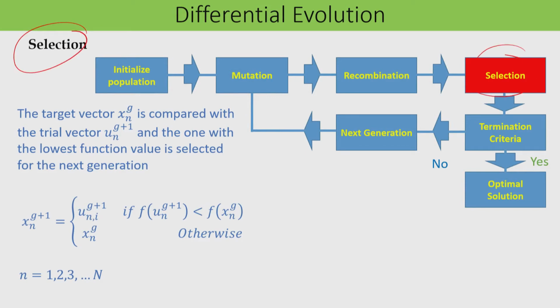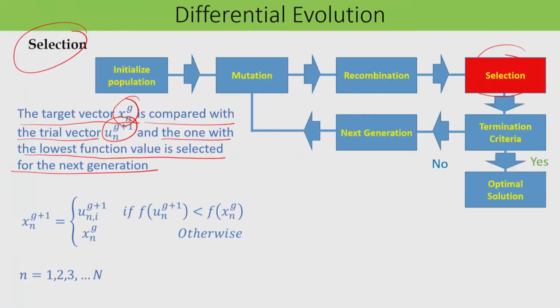In this step, what we are doing is, this is the target vector x and z. For that we have actually created a trial vector. This target vector is compared with the trial vector, and the one with the lowest function value is selected for the next generation. So, what we are doing here? We are now comparing the target vector with the trial vector.